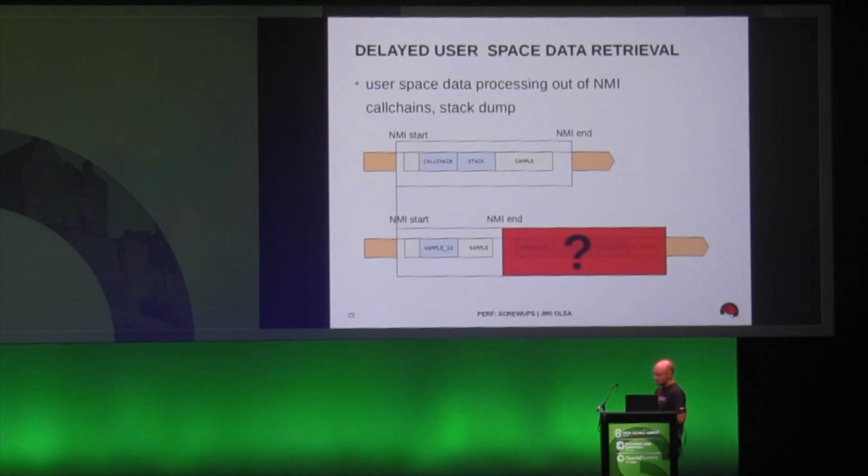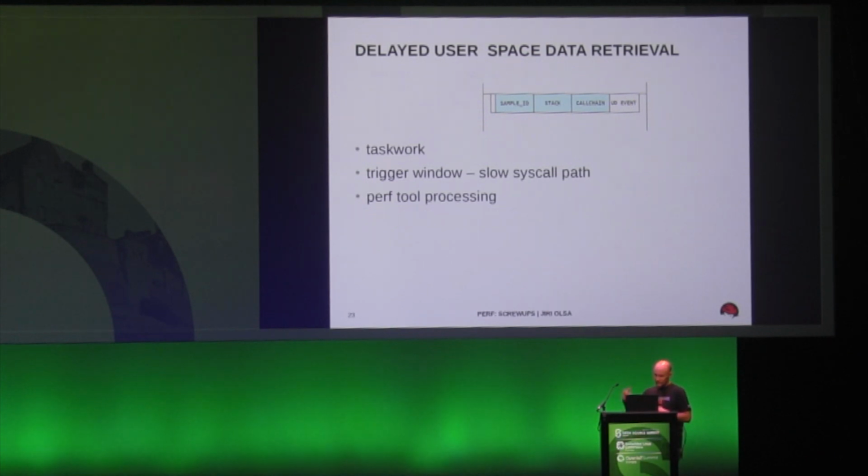Peter Zijlstra actually also recommended what to use for the second part, for the user data event. We are using task work, which is a mechanism in the kernel. When you are in the syscall, you can schedule work that will be executed before the process is going back to the user space. So whenever we are in the NMI, we check if we are in the trigger window where we can actually schedule this task work. If we are, we will in the NMI store just this simple event, which is some sample ID, and schedule the task work. NMI will finish, syscall will finish at some point, task work will get scheduled, and before we return to the user space, we will store the user space data.